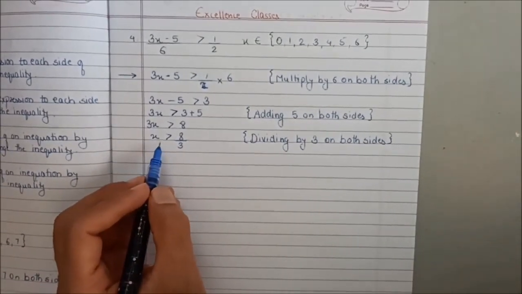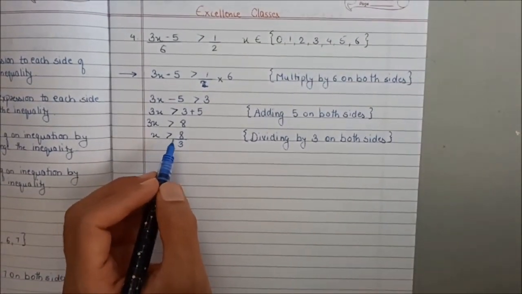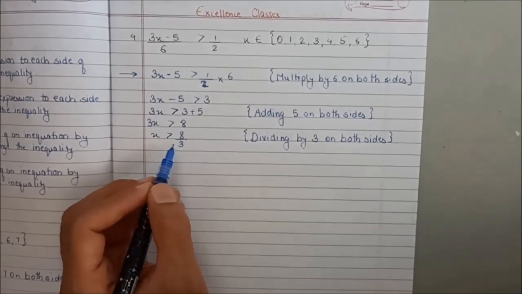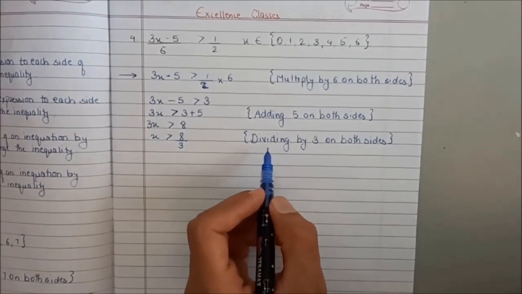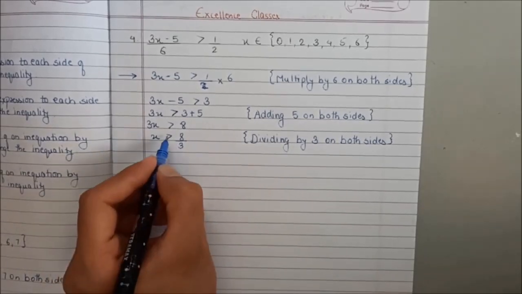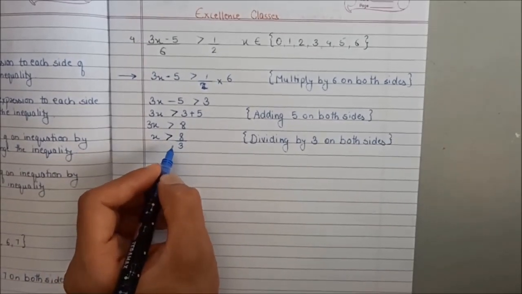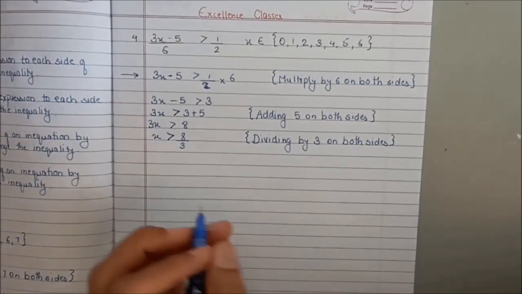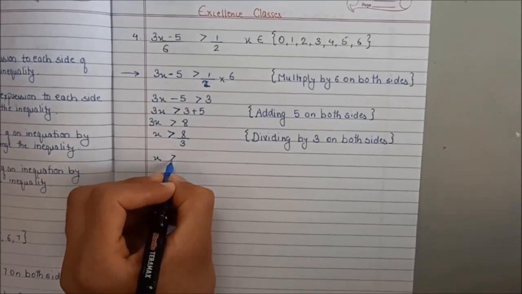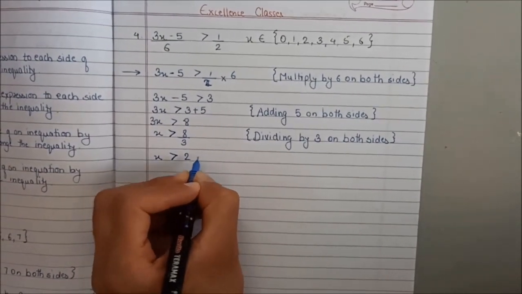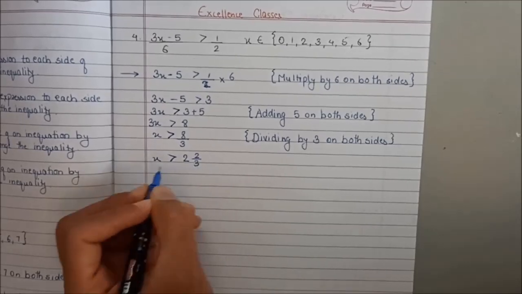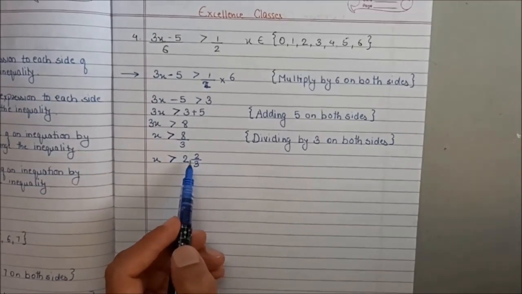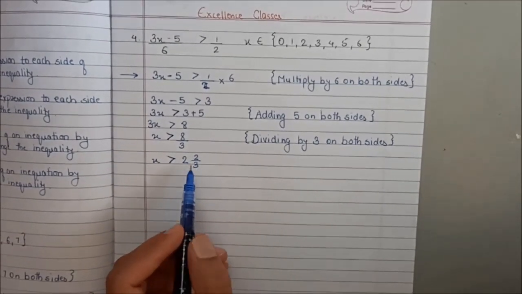So the value of x that I get here is x is greater than 8 upon 3. And since we have divided by a positive integer, the inequality sign has not changed. Now this 8 by 3 can be represented as 2 integer 2 upon 3. That means the value is greater than 2.